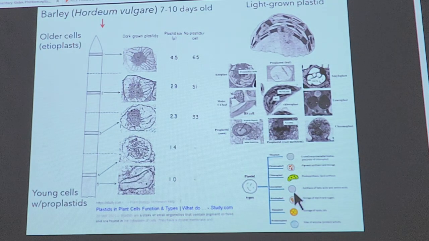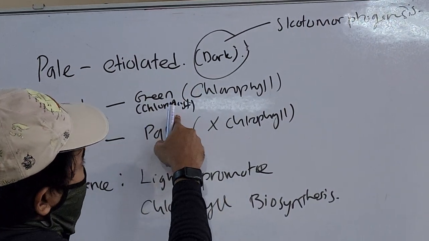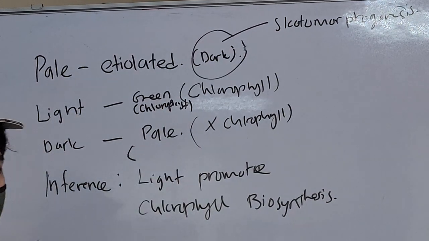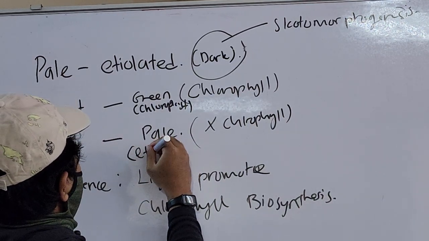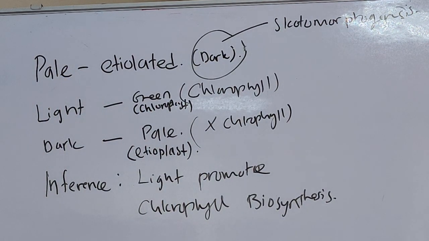There are a number of different plastids in the cells, even more in the plant cell. You've got your regular chloroplast, amyloplast, etioplast, and so on. This thing here is green due to chloroplast. Here, because the chloroplast is underdeveloped, for this dark, pale one we call it etioplast. Look at this color. This is etioplast.